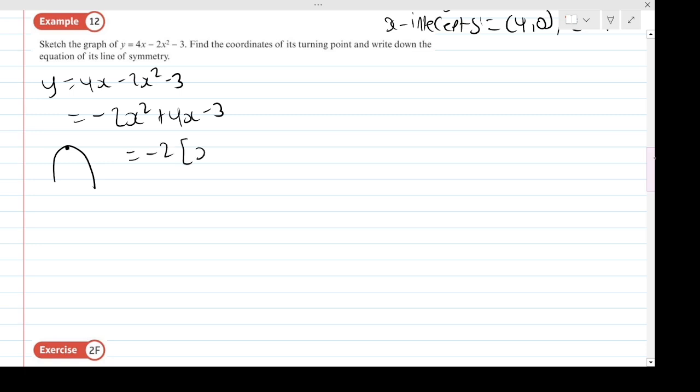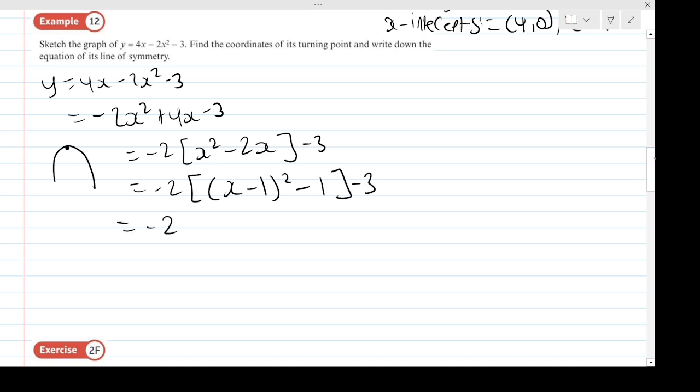So minus 2 lots of x squared, and then minus 2, because then minus 2 times minus 2 is plus 4x, and then minus 3 at the end. Then we complete the square inside the brackets, so we're going to have minus 2 lots of x, and then a half of minus 2 is minus 1, all squared, then minus 1 squared is minus 1, minus 3.